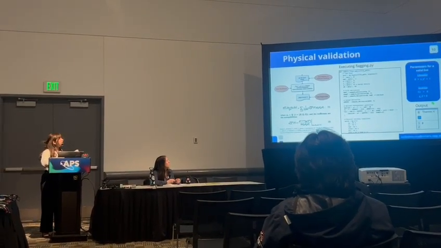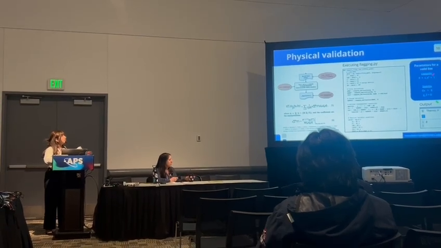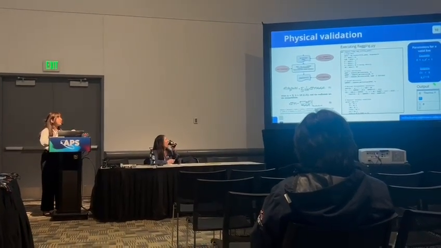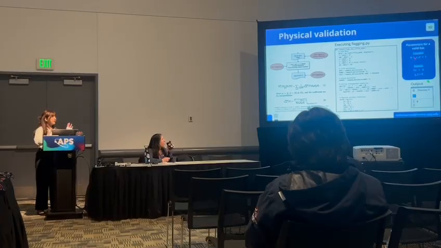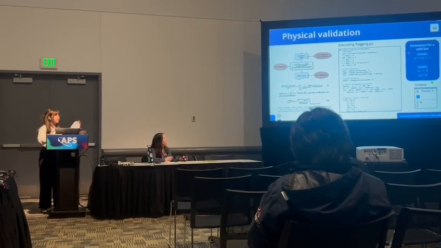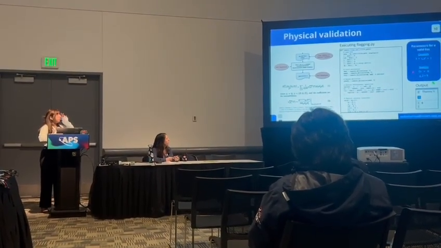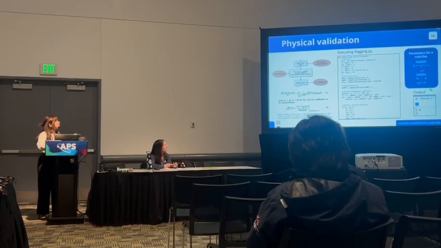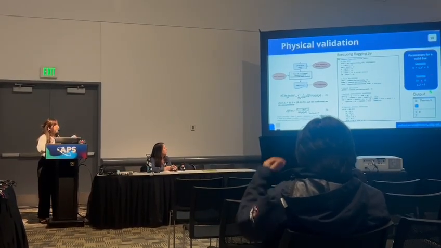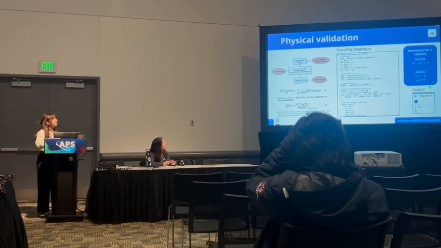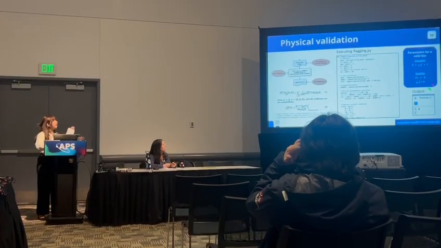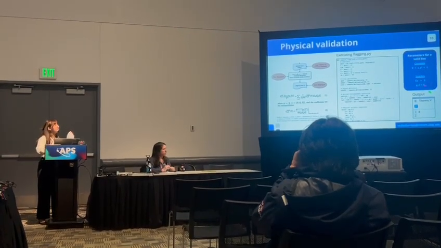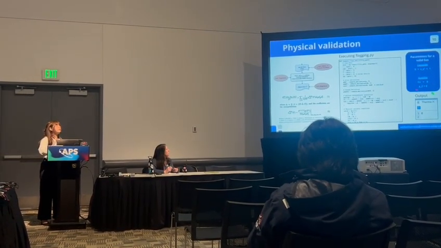To physically validate the equation of state, it has to be causal and stable. For causality, the speed of sound has to be between 0 and 1, to respect relativity. And for stability, the specific heat has to be greater than 0, and the susceptibilities have to be greater than 0.